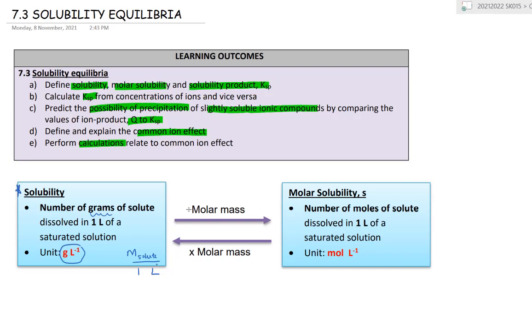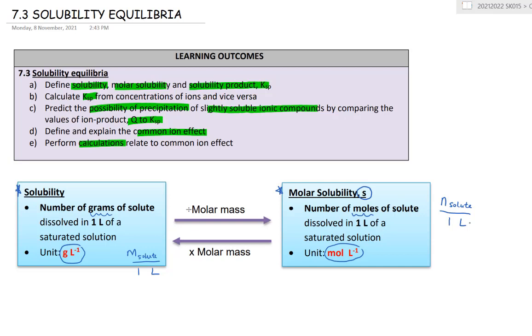And there is another term which relates to solubility, what we call the molar solubility. The molar solubility has a symbol S. So every time you look at the symbol S, it refers to molar solubility with the units mole per liter. So this molar solubility is defined as the number of moles of solute dissolved in 1 liter of a saturated solution. So we can also write it this way: number of moles of solute over the volume in 1 liter, which gives you the unit mole per liter.